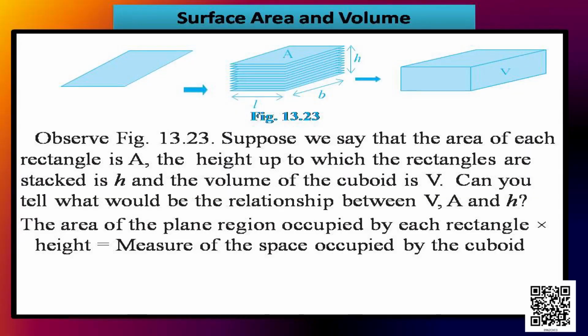Students, observe figure 13.23 that is given in your book. Suppose we say that the area of each rectangle is A, the height up to which the rectangles are stacked is H, and the volume of the cuboid is V. Can you tell what would be the relationship between V, A and H? See, the area of the plane region occupied by each rectangle into the height is equal to the measure of the space occupied by the cuboid. Let us just understand it.